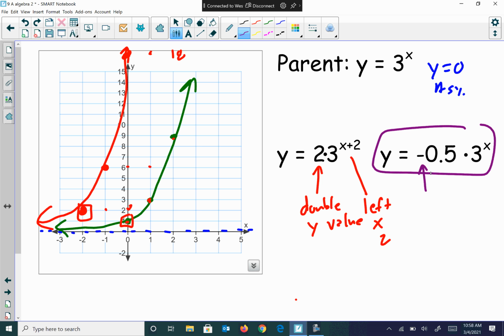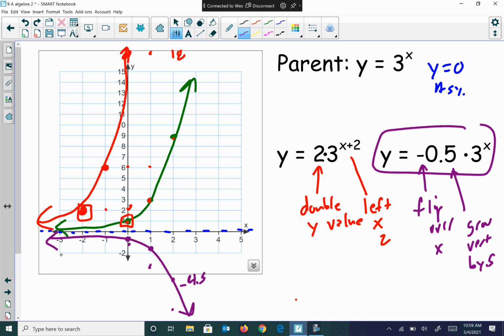This one, it's going to flip over the x-axis. Grow vertically by 0.5. So I'm going to flip it over. So this would have been a 1 multiplied by 0.5. It's here. This 3 goes to negative 3. Multiply that by 0.5, half of 3 is 1.5. This 9 becomes negative 9, which is then 4.5, which is here, roughly. And that's what that one looks like.